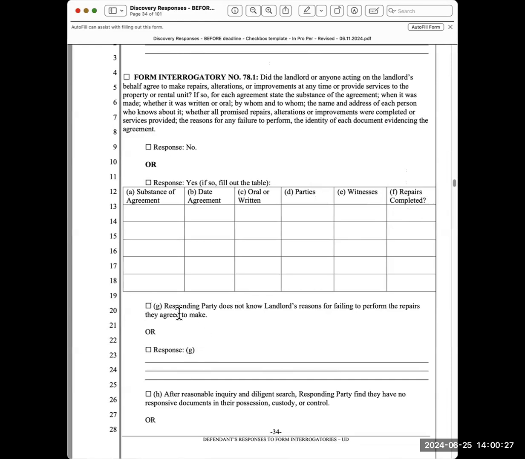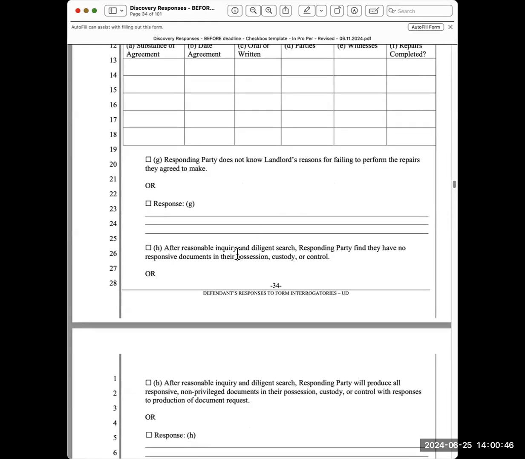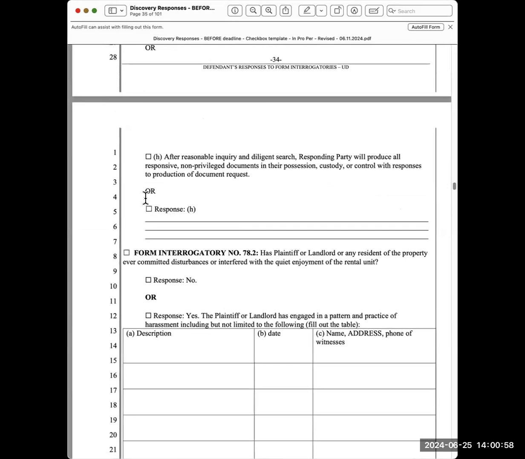Down here, the question is about the landlord's reason for failing to perform, if they failed to perform. If you don't know their reason, you check it here. If you do have an understanding, you can check here and put your answer here. And the next section below is about having documents. If you have no tangible evidence, you check here. Otherwise, you check here and put that evidence in your trial binder in the exhibit section. Any other response, check here and answer.